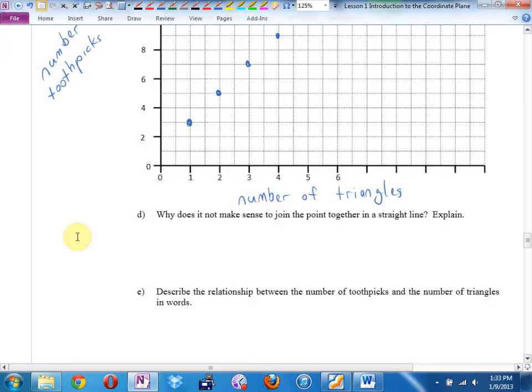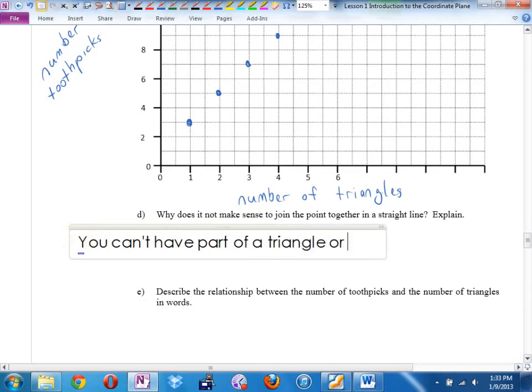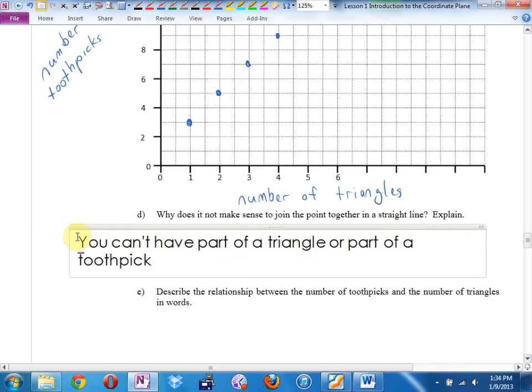So it says, why does it not make sense to join the points together in a straight line? You can't have part of a triangle or part of a toothpick. Triangles and toothpicks come in whole numbers. There are lots of real-life situations that are discrete.